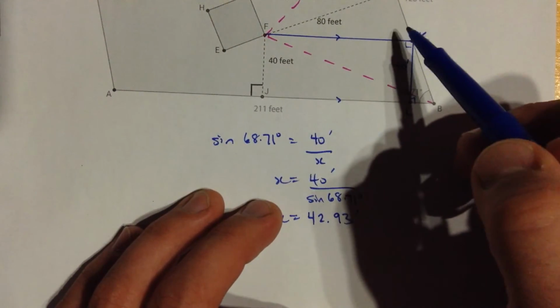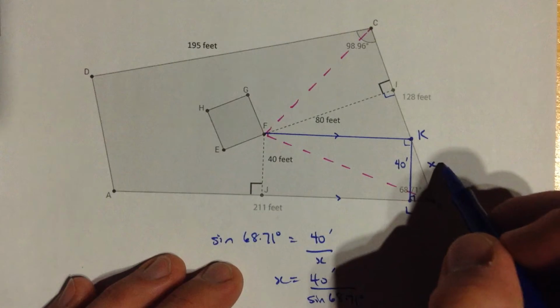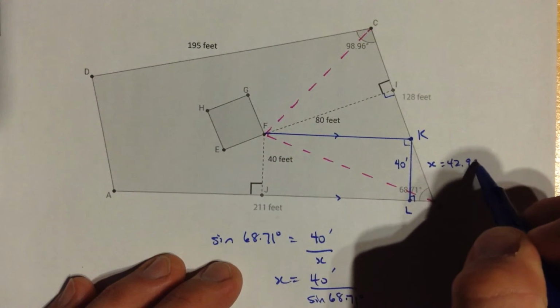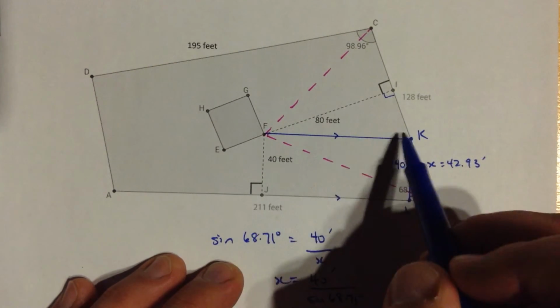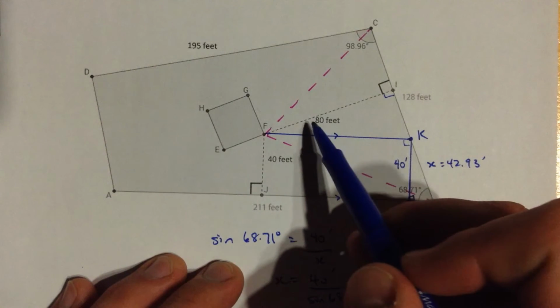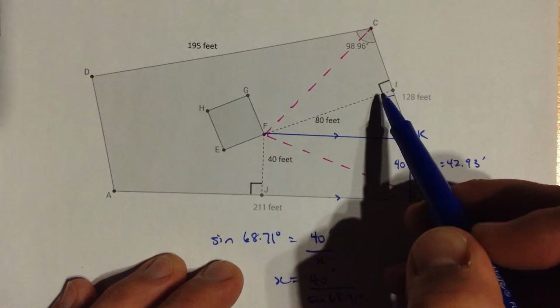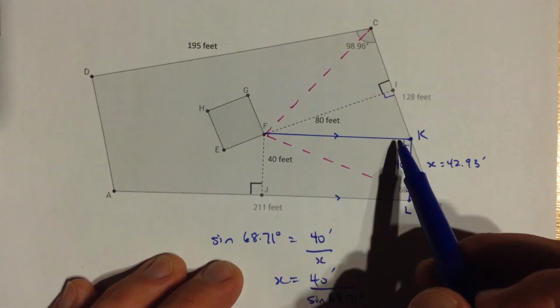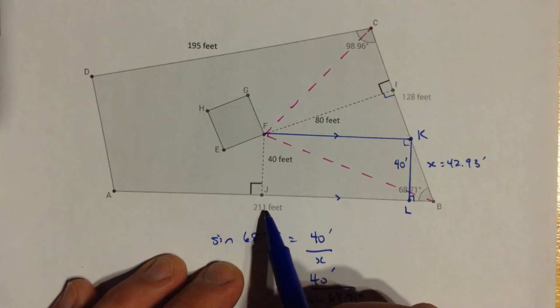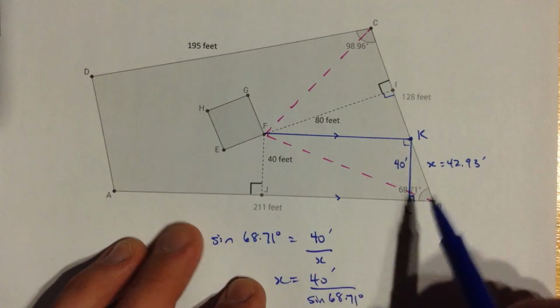What else can I use here? Look at this. So x is 42.93. Sorry, let's finish that. See this triangle right up here? I know that this length on the short side is 80 feet. I don't know this length here. The whole side here is 211 feet. I don't know how much of it I've used.